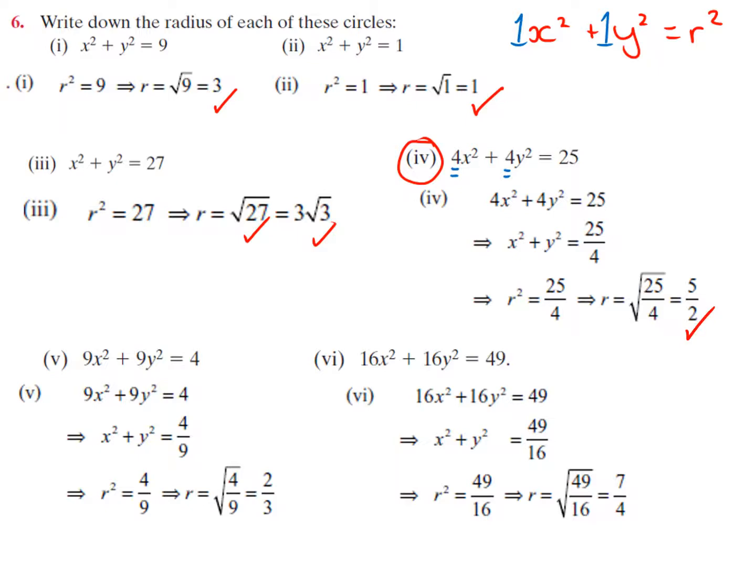The same thing needs to happen here with part 5. We have to divide both sides by 9 and we end up with 2 over 3 for our radius, and in this case, dividing both sides by 16, we get 7 over 4.